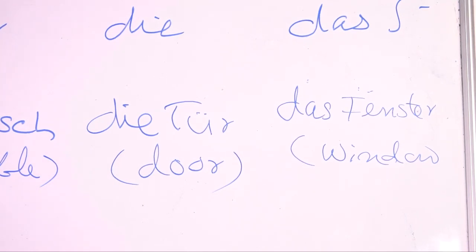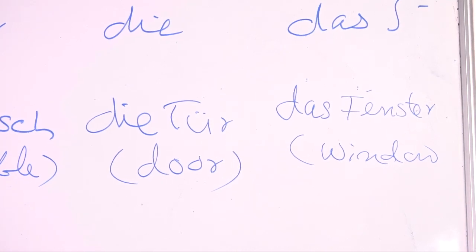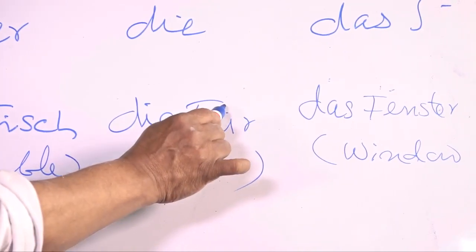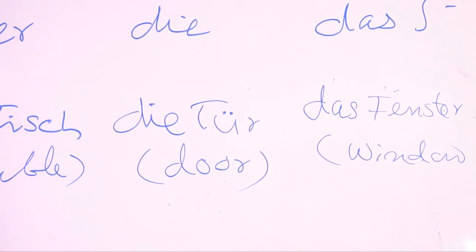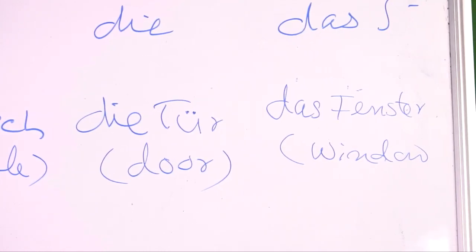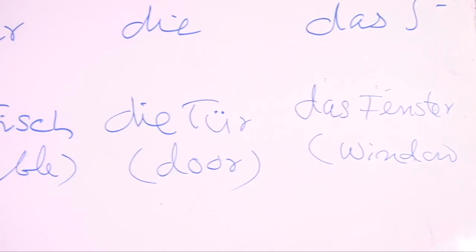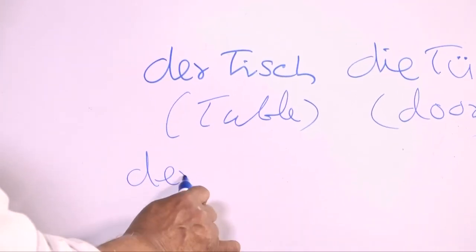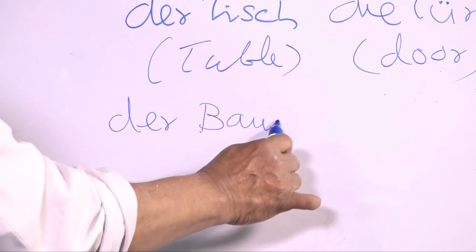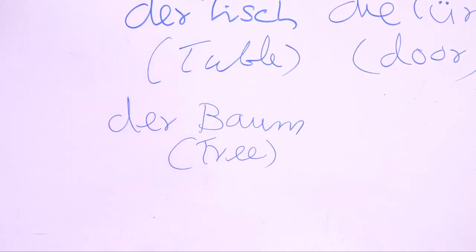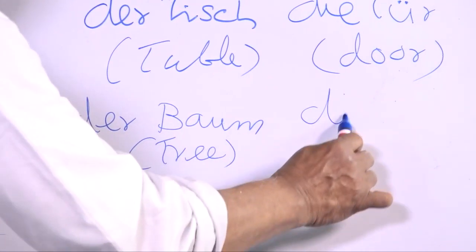So Tisch, der Tisch, that is masculine. Die Tür, there is an umlaut. So it is not Tur, it is Tür, with umlaut. Die Tür, which is the door, and that is feminine. Das Fenster, that is window, that is neuter. Or der Baum. Baum is tree. That is masculine.